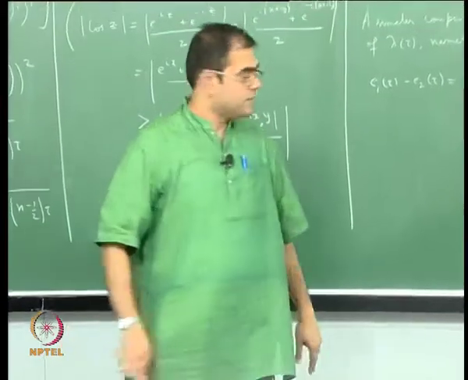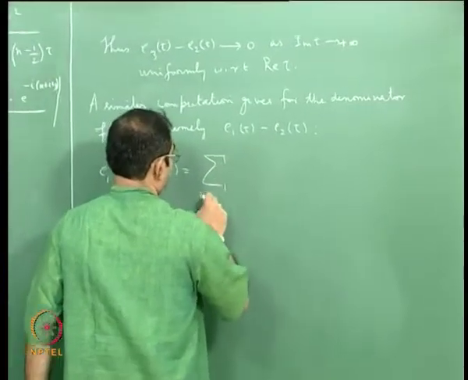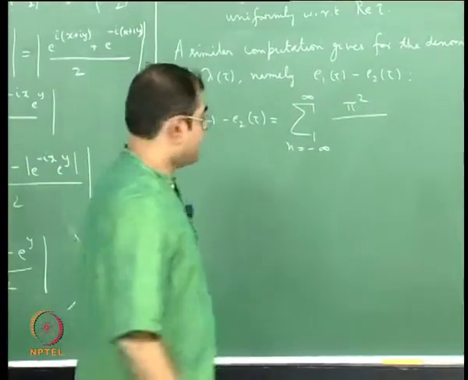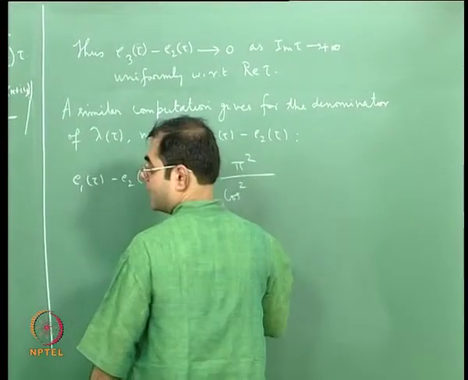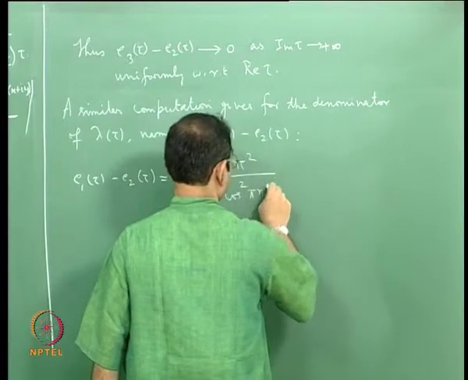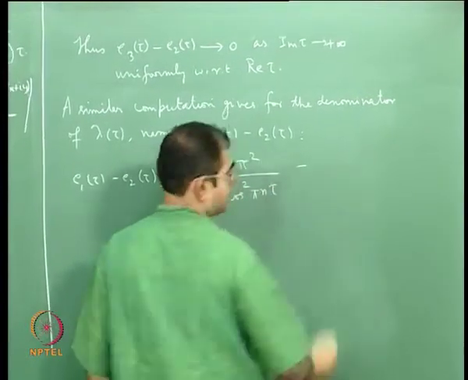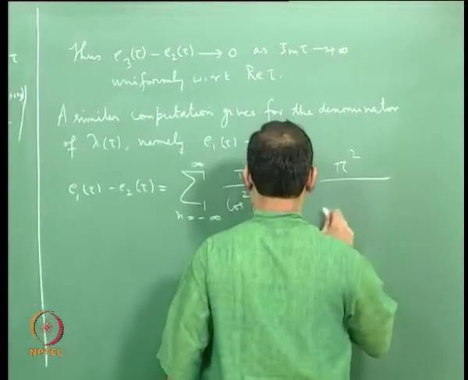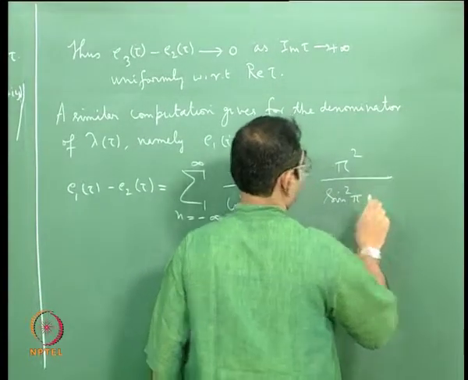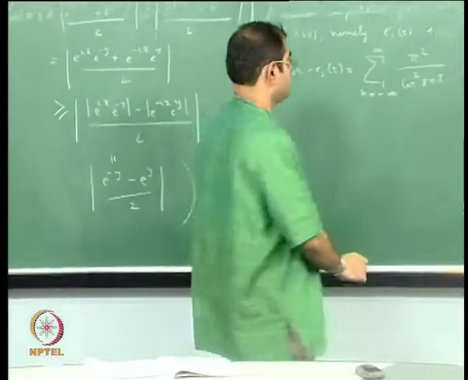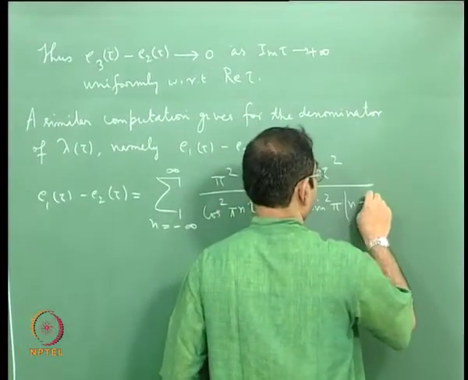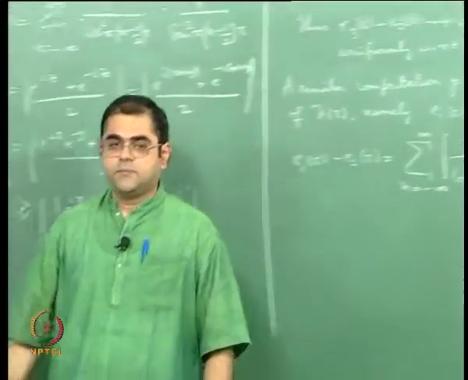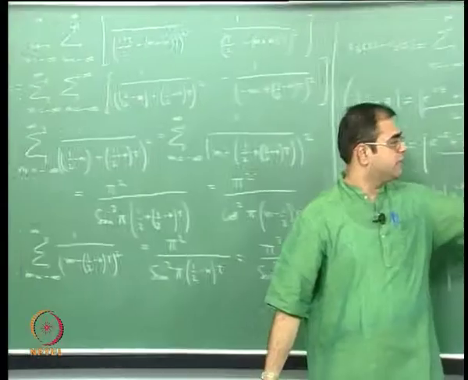You will get the summation over n equal to minus infinity to infinity of pi squared by cos squared of pi n tau minus pi squared by sine squared of pi (n minus half) tau. So you will get this. You just have to follow the same steps and you will get this.